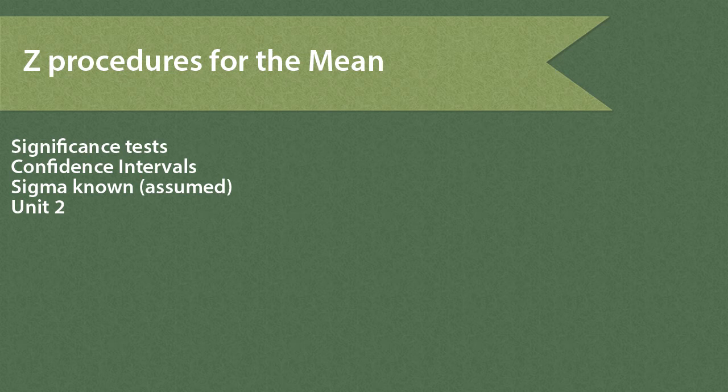It's important to note that when we use any kind of Z procedure for the mean, these are known as sigma known techniques. In other words, if we're not given that we know the population standard deviation sigma, we shouldn't use these methods. Our tool for calculating the results of our Z test can be found in the Unit 2 Excel tool.